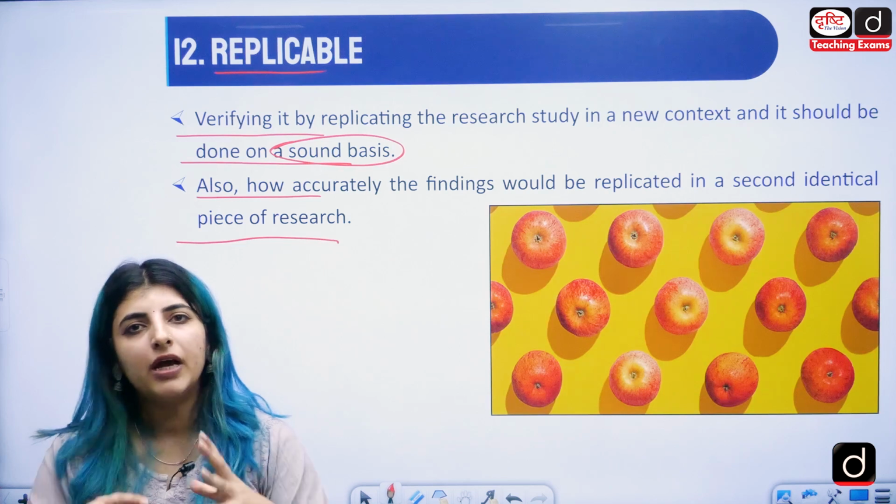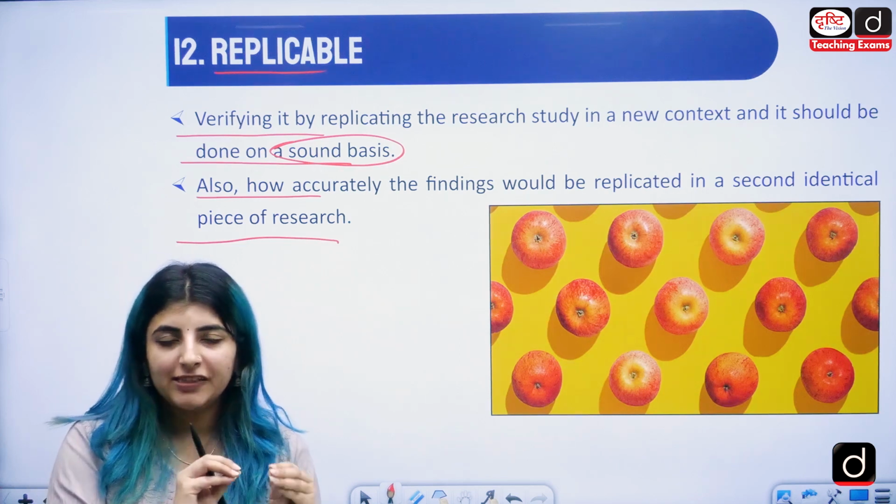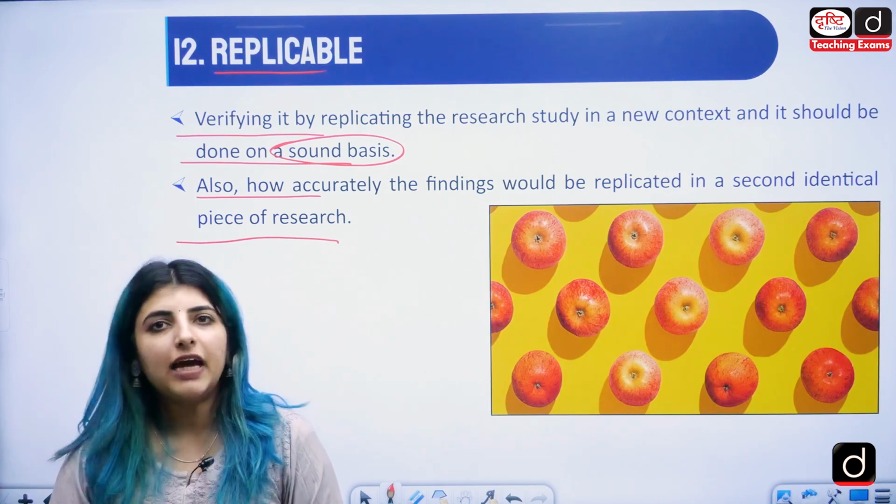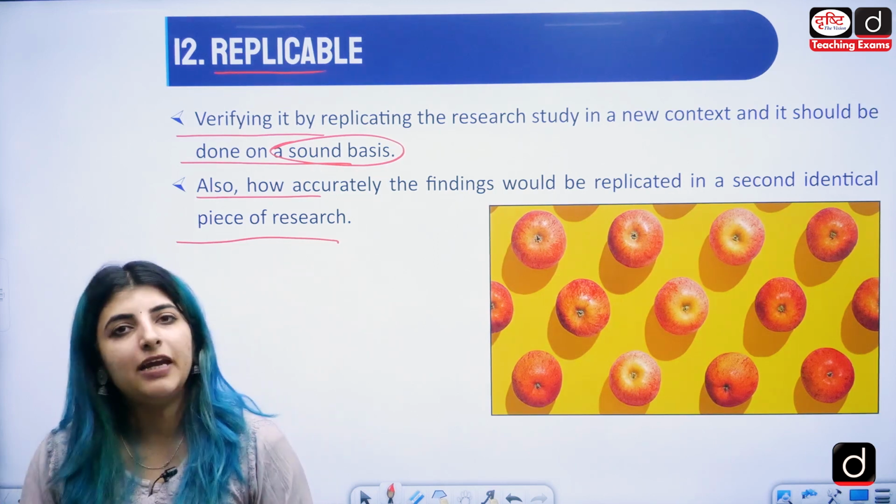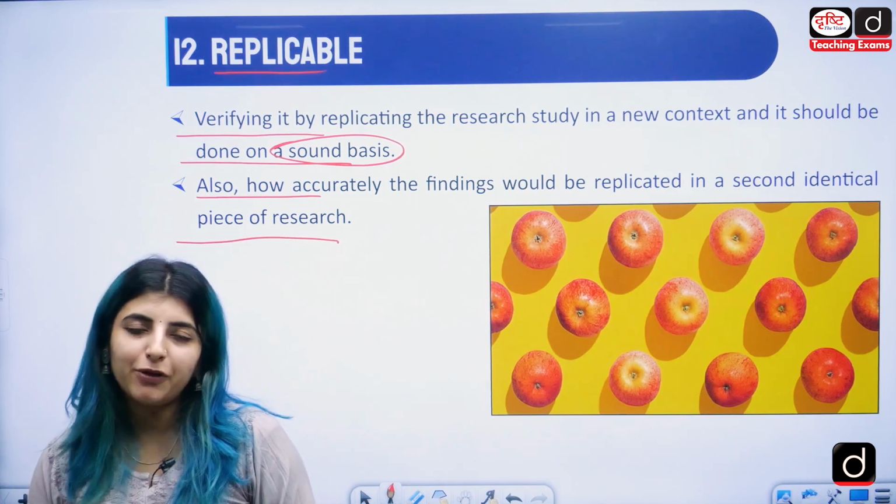So with this particular thing, I wind up my discussion here where we tried to talk much and more about what is research, what are the objectives and characteristics. The 6 other objectives are already discussed in part 1, so you can go and watch that particular video.